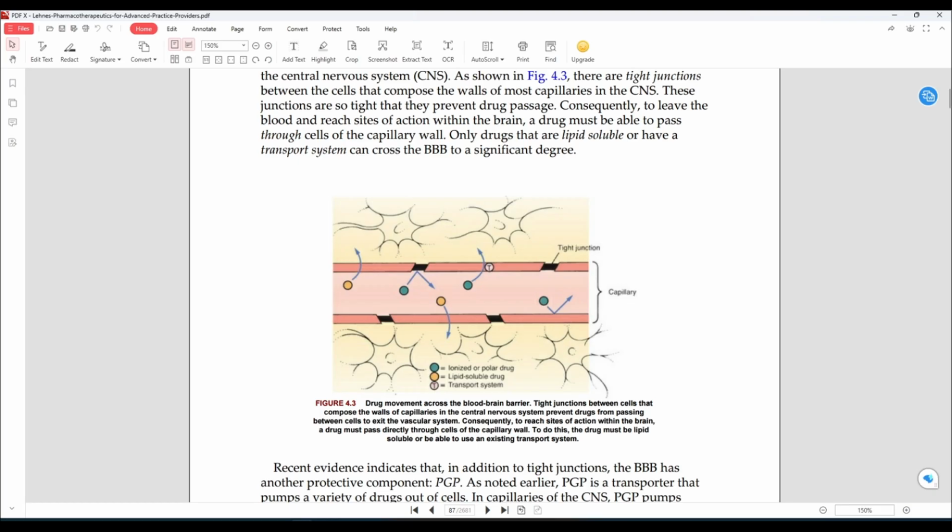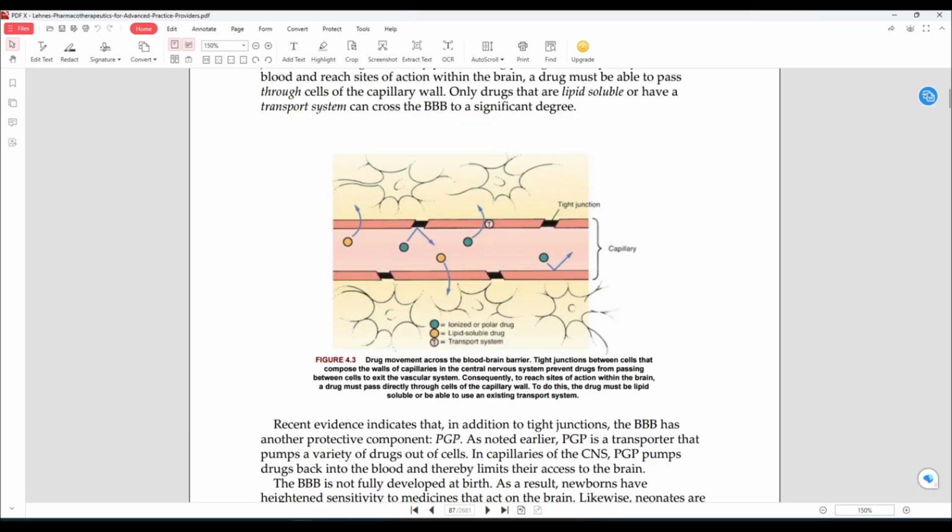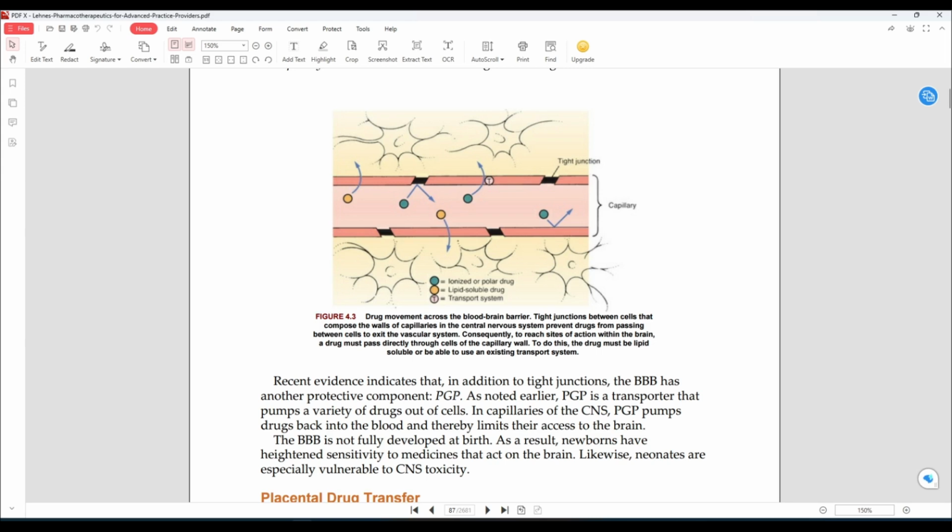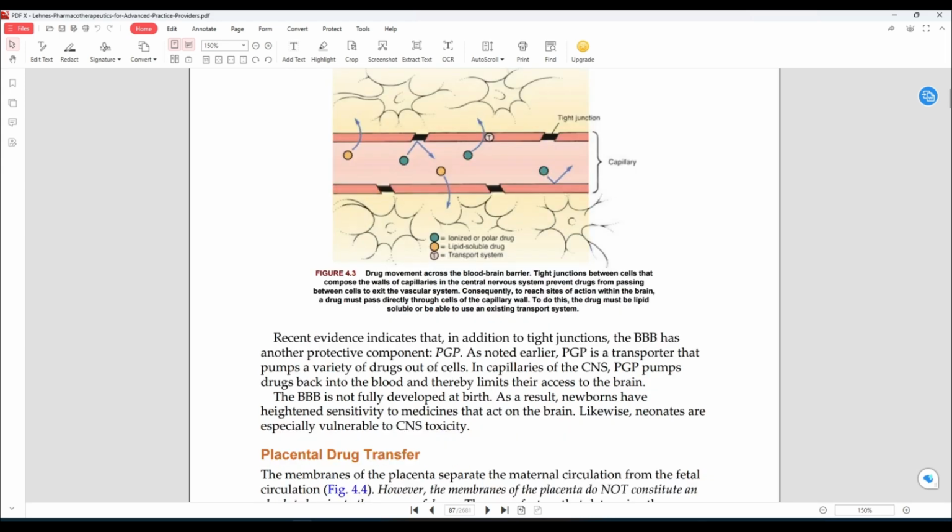So again, here is that picture of the blood-brain barrier. Another good spot to review if you need that refresher from anatomy.